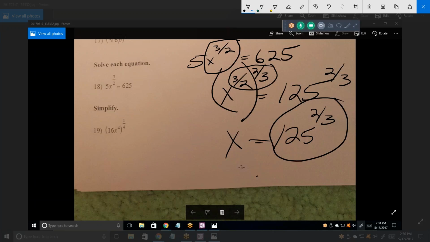Well, 5 cubed is 125. Okay. Always do the root first. Always do the root first. Always. What's the cube root of 125? 5. Now what's 5 squared? 25. That's the answer.